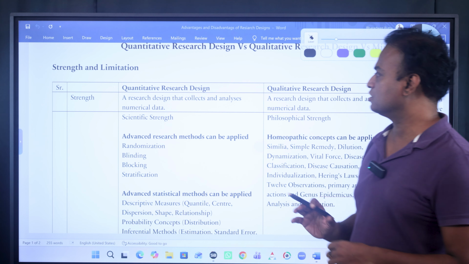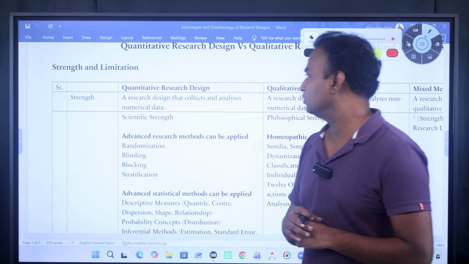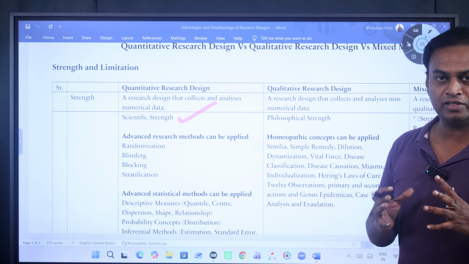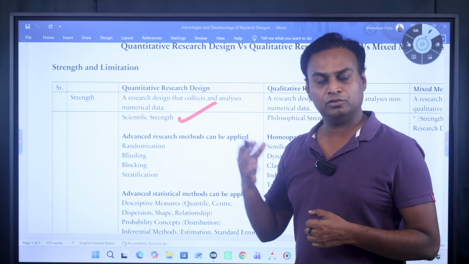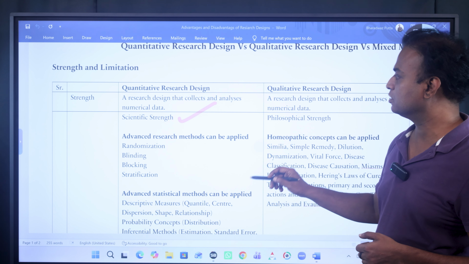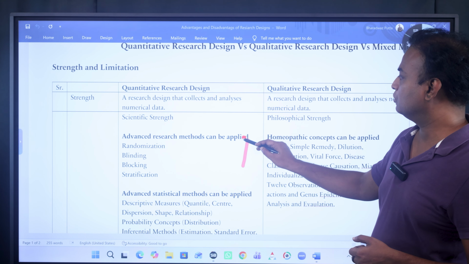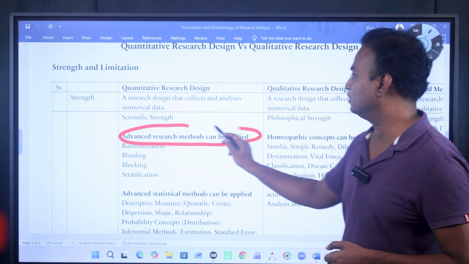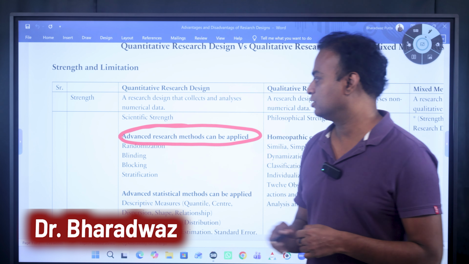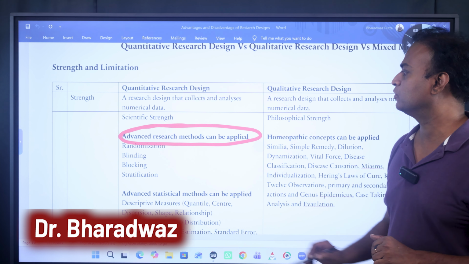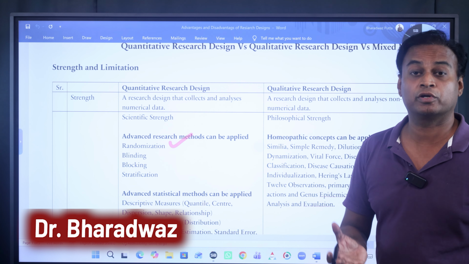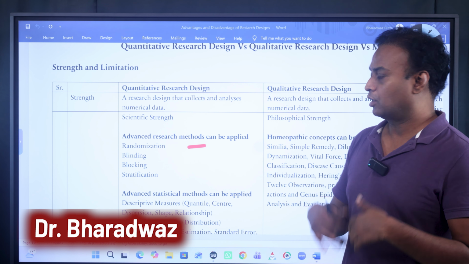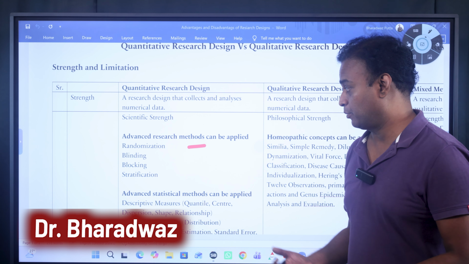So, first, what is the strength of quantitative research design? It has scientific strength. Scientifically, you can do a lot of things when you have quantitative research design. What are the things you can do? First, you can apply advanced research methods in quantitative research design. Example, randomization. Through randomization, you can avoid selection bias. Blinding: through blinding, you can avoid reporting bias and also treatment bias.